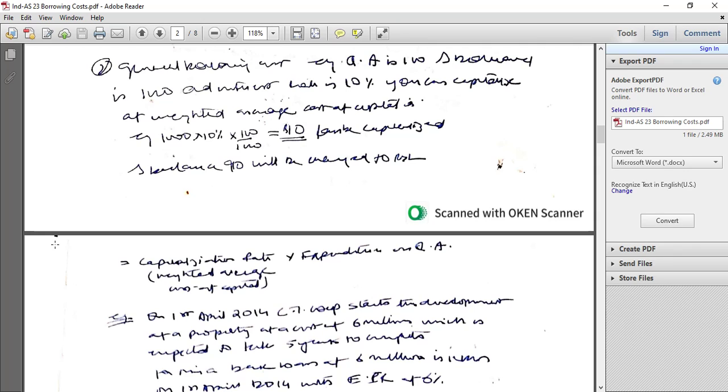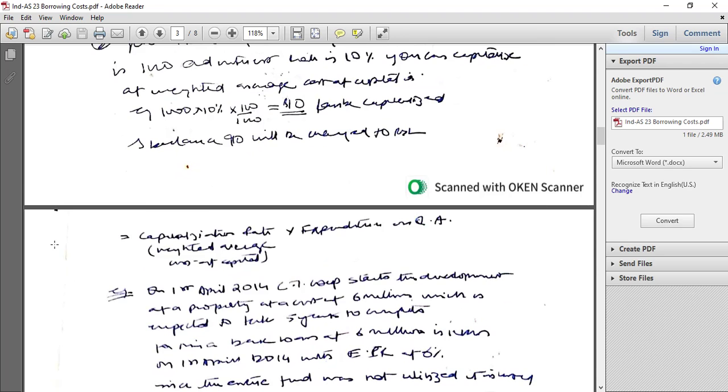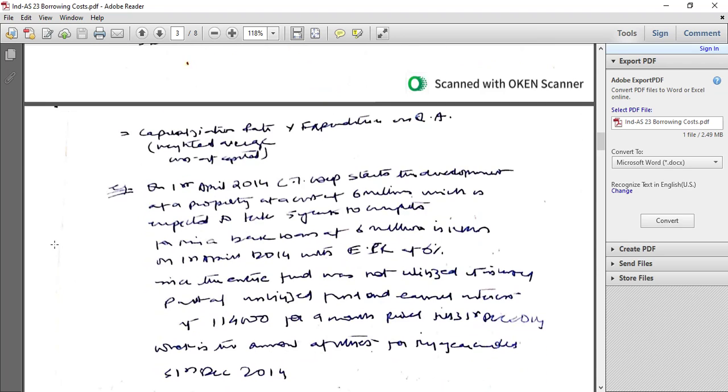On 1st April 2014, City Corp starts the development of a property at a cost of 6 million, which is expected to take 5 years to complete. A bank loan of 6 million is taken on 1st April 2014 with an EIR of 6%. Since the entire fund was not utilized, part of it was utilized and part of it earned interest of rupees 1,14,000 for 9 months up to 31st December 2014.